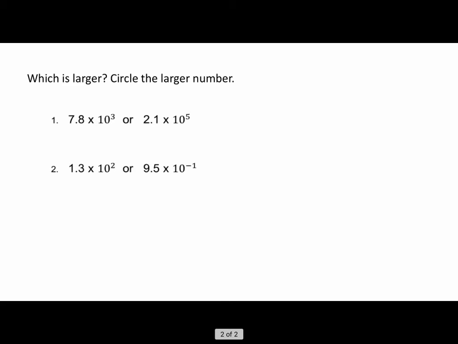How can we decide which of these numbers is larger? Which is a larger number? So if we just look at the base A here in the scientific notation, it looks like 7 is larger than 2. Should we stop there? No, because this is actually going to be a smaller number because it only has 3 place values after the decimal. So if we move that 1, 2, 3, that's going to be 7,000.